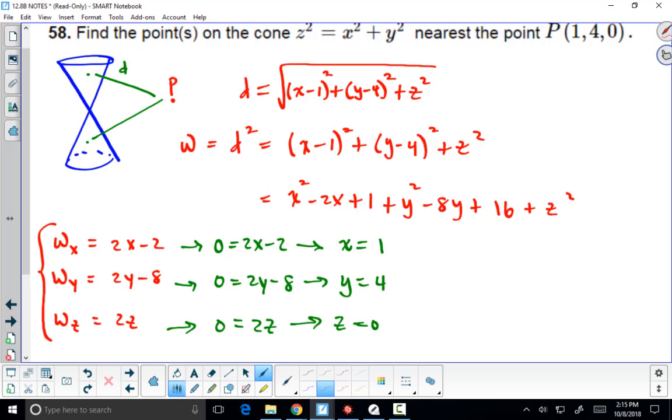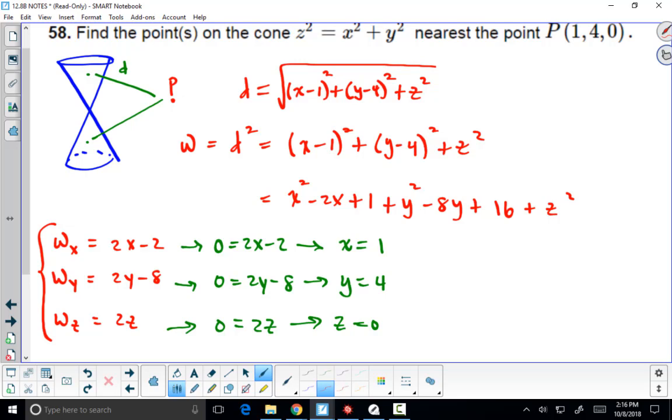How many variables is the distance function? If we're finding the distance between 2 points in 3-dimensional space, how many variables do we want this to be a function of? When we're taking partial derivatives, wouldn't it be great if we only had 2 variables? That would be awesome. So how do we make it a function of 2 variables?